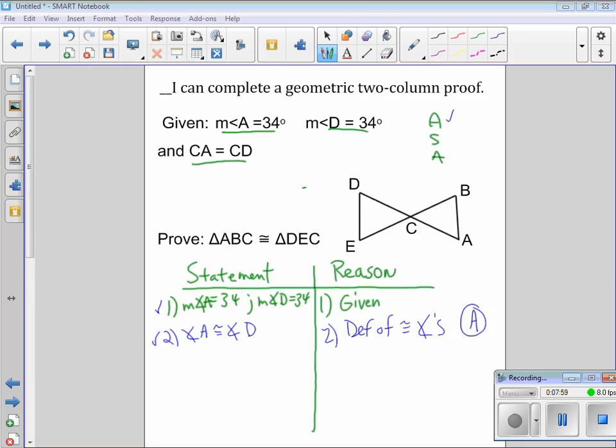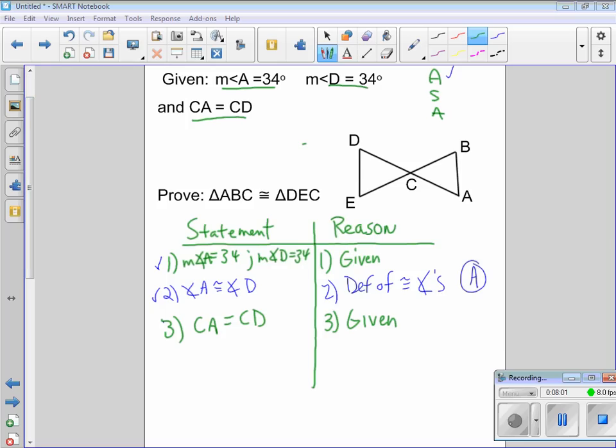Now what I'm going to do is go about showing the sides are congruent. Okay, there I have CA is equal to CD. That's given to me. Now, being equal is not the same thing as saying congruent. We know that if those two sides are equal, then they're congruent. So let's go ahead and say that now as a fourth line. The definition of congruent sides is that they have the same measure.